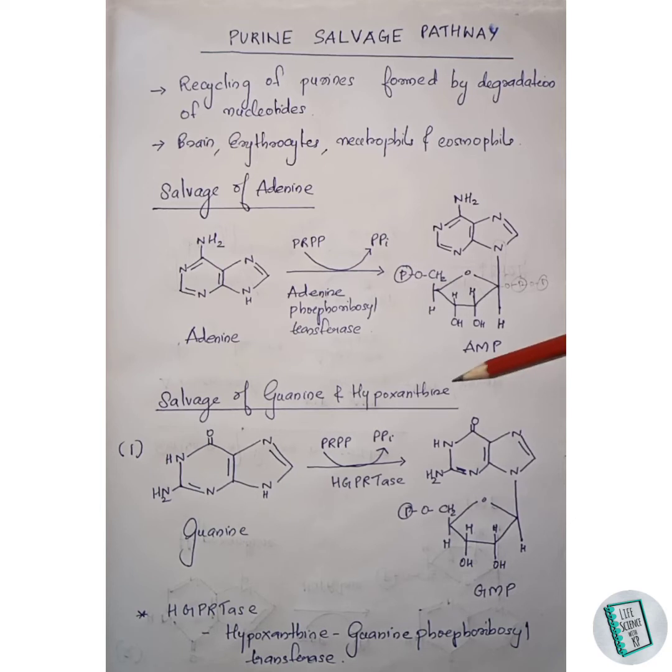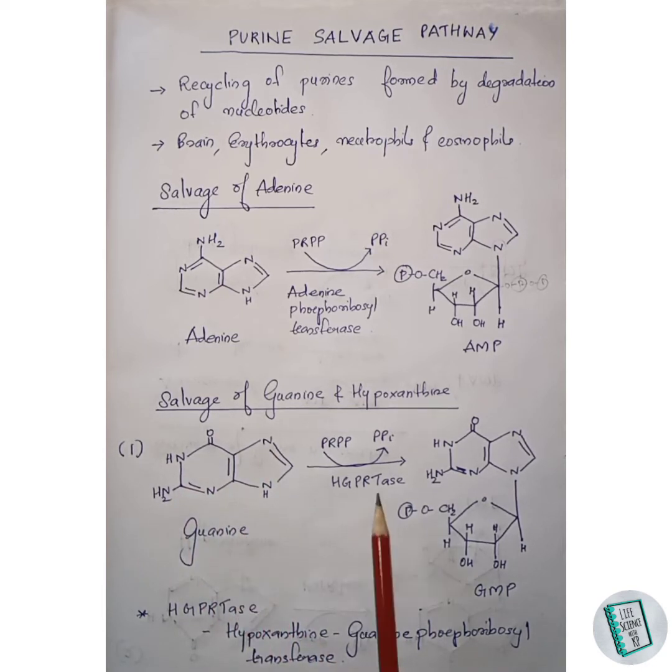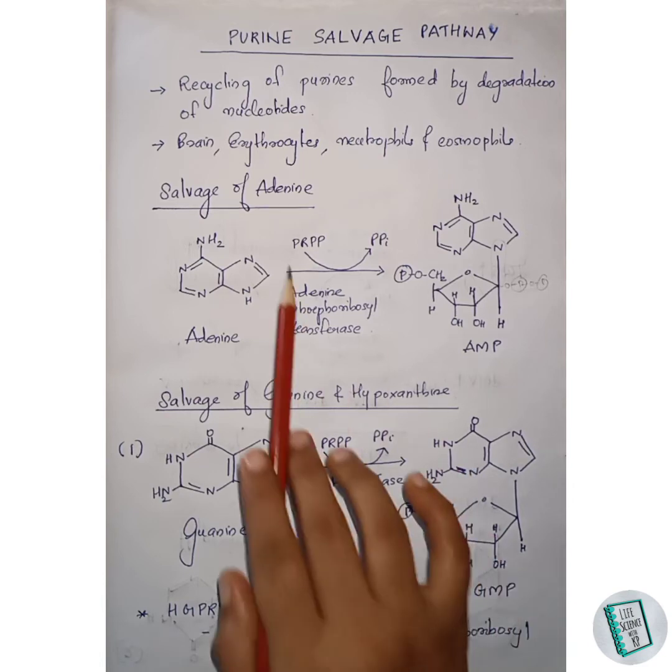Now let us look into the salvage of guanine and hypoxanthine. Guanine, we know what it is, a purine nucleotide. Hypoxanthine is a derivative of a purine nucleotide, which is similar to a purine nucleotide. So it's a derivative. First of all we'll look at the guanine salvage. This is the guanine molecule. In the presence of HGPRTase, or hypoxanthine guanine phosphoribosyl transferase, it will convert to GMP by the same reaction which occurred here.